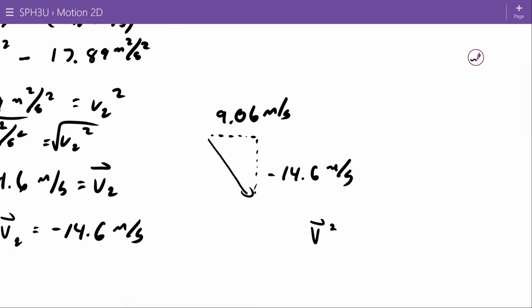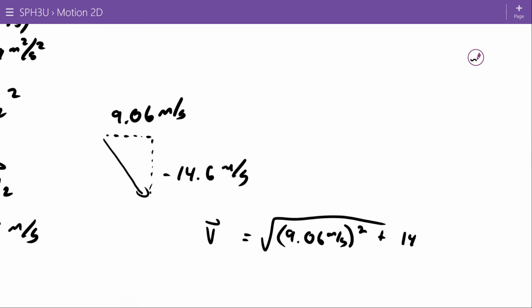V squared is going to be equal, or sorry, I'll just put the square root in right over here. Square root of 9.06 meters per second squared plus 14.6. I did the negative, but it doesn't matter because I'm squaring it. Trying to remember to be thorough with the units here. Alright, and I'm just going to fire right through that. That will be 17.2 meters per second.